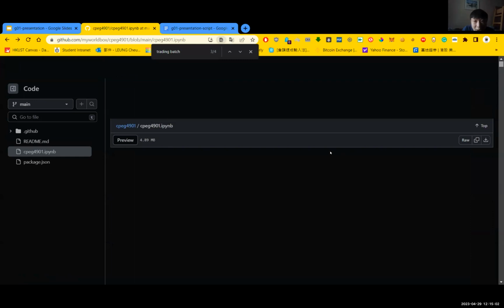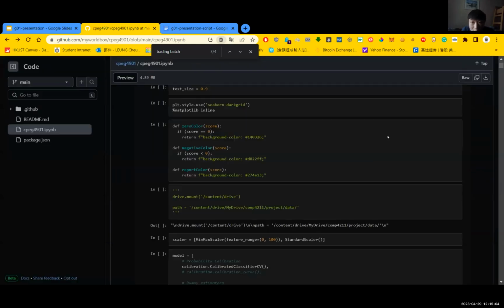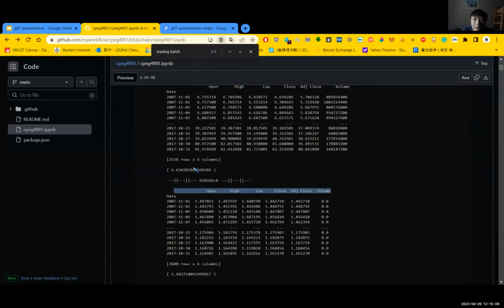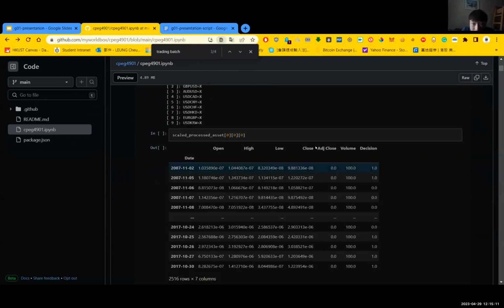So this is the new data set. How is it being generated? First of all, this is, for instance, yesterday's data, and then this is the closing price of the previous day, and then this is the closing price of today. If today's closing price is higher than yesterday's closing price, there will be a sell opportunity, and vice versa.